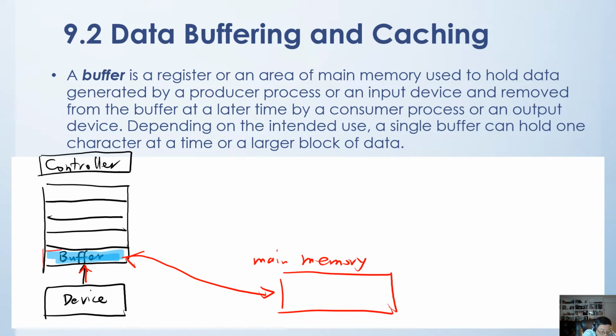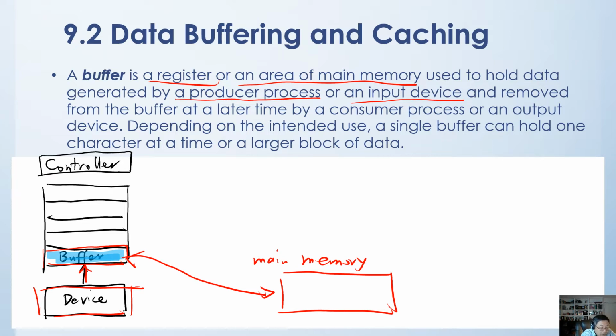We just mentioned that the buffer is used. Now, in general, a buffer is a register or an area of main memory used to hold data generated by a producer process. The producer process is a process that creates the data and saves it in the buffer, or an input device, like the case we just talked about in the previous section. The data is then removed from the buffer at a later time by a consumer process or an output device.